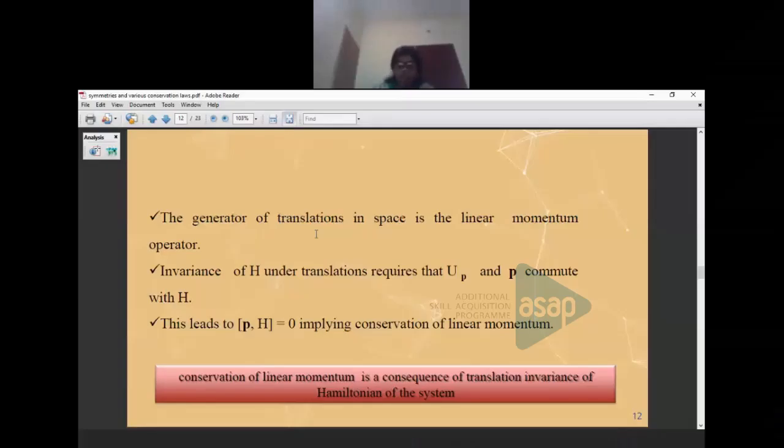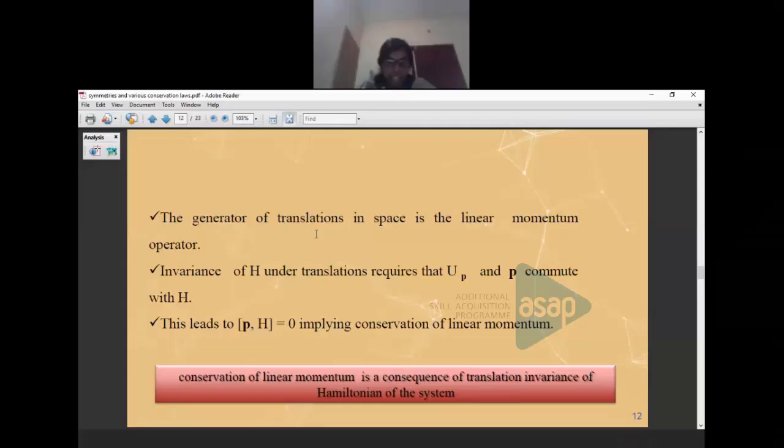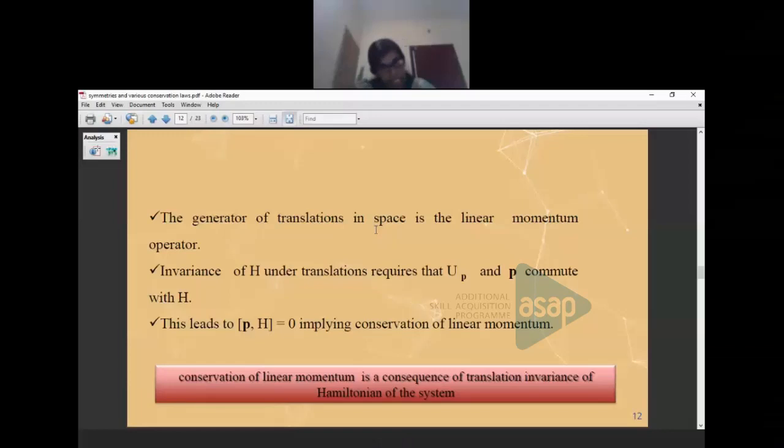Now here, some things we need to find out. That is, the generator of translations in space is a unitary operator. Then let us go back to the slides immediately, where we had written A_H, and then we had proved that U†HU is equal to H. The same logic applies here: invariance of H. If you want H to be invariant, that is, if you want U_P H equal to H U_P, then what should happen? That is the first case, Heisenberg's equation, the commutation relation. Instead of A H, here P H should be equal to 0. That is conservation of linear momentum.